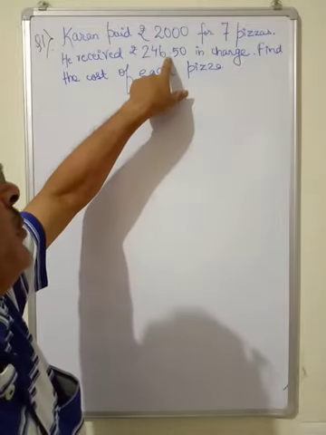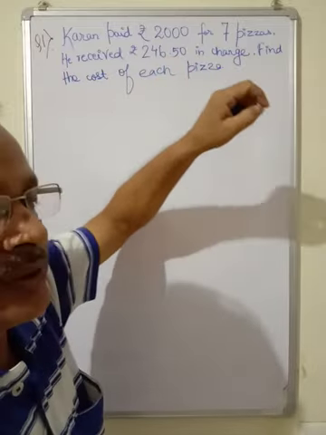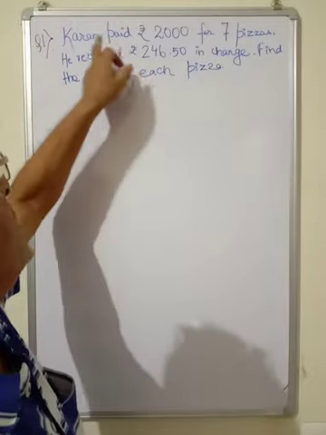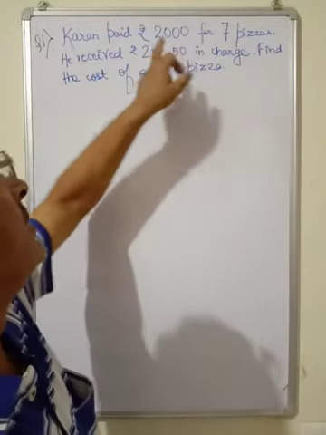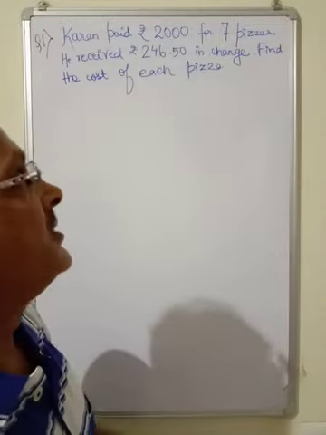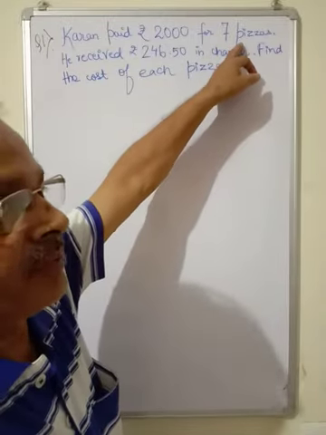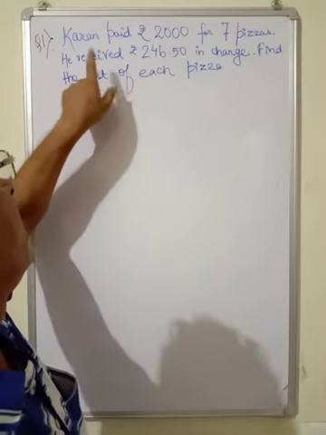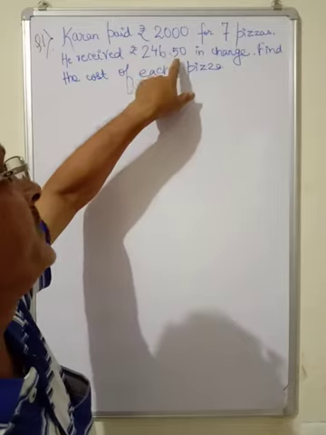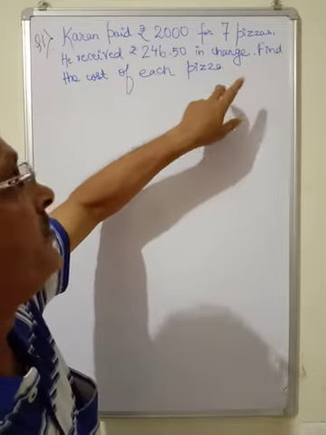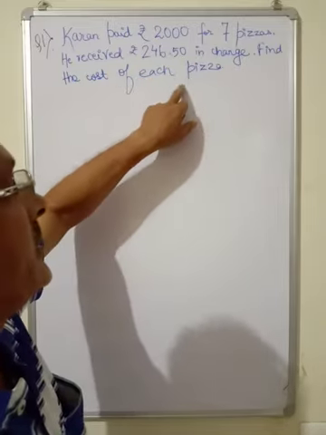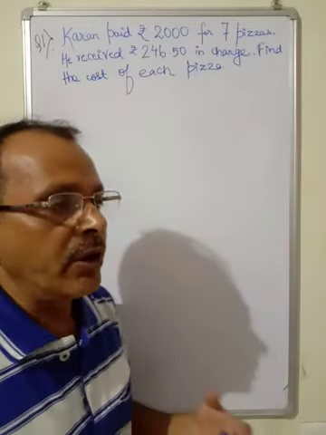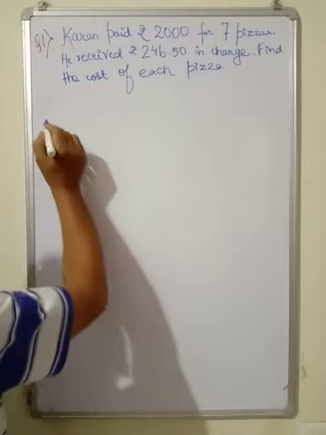The shopkeeper returned back 246.50 rupees, which means change. So Karan paid a 2000 rupees note and took 7 pizzas from the shopkeeper. The shopkeeper returned back, that's why Karan received rupees 246.50 in change. Find the cost of each pizza. So first of all, how we have to solve this question. So first start the solution.